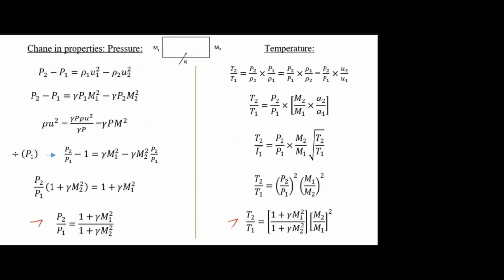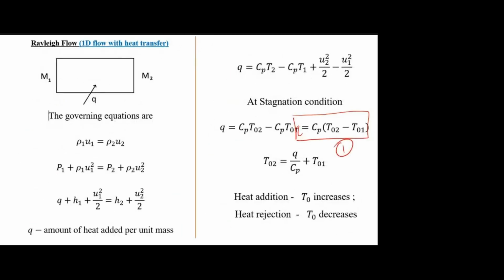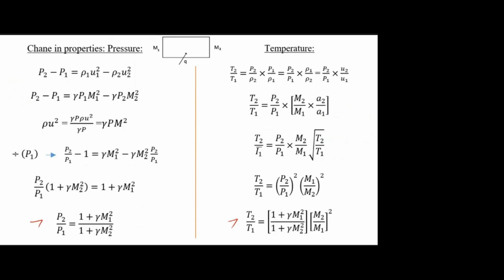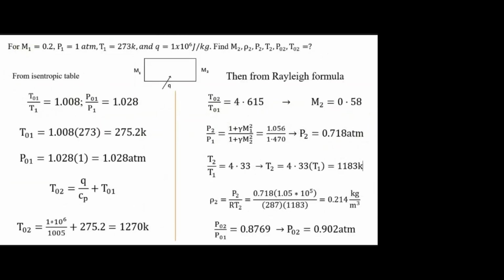Next, we are adding some heat or removing some heat, so we should know how the properties are changing. We may take subsonic, we may take supersonic. By adding and removing heat, we should understand how the flow changes. For that, we are going to solve two problems. The first problem is for the subsonic case, the second problem is for the supersonic case. That's what they have solved here.